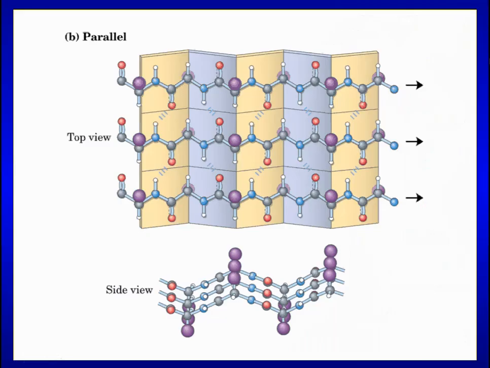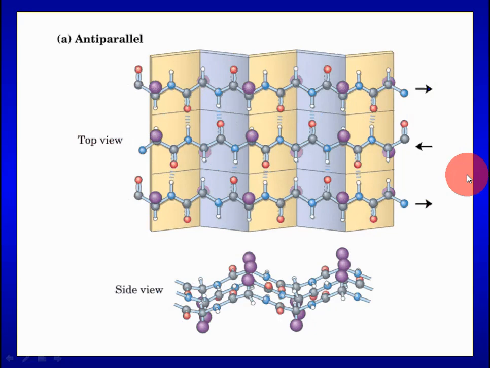This is a parallel beta sheet shown using a ball and stick model. Here, oxygen is represented in red and nitrogen in blue. Hydrogen bonds are formed between oxygen and nitrogen from the peptide bonds.